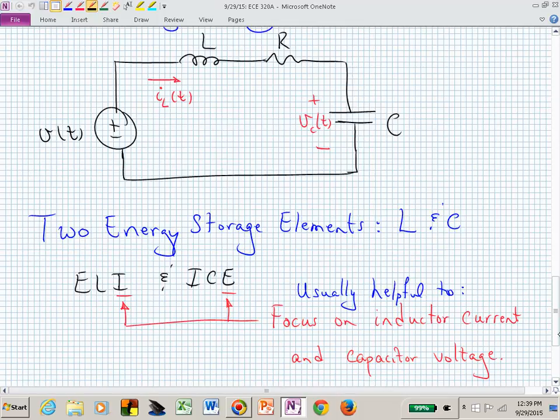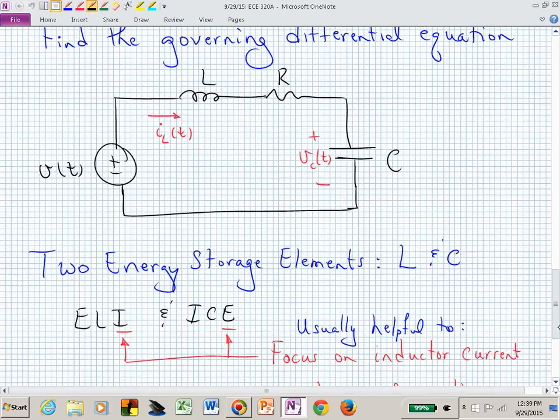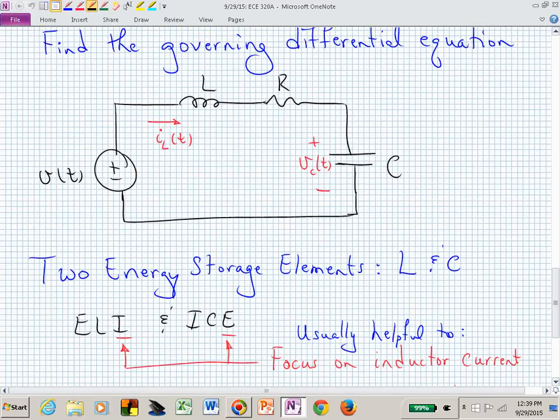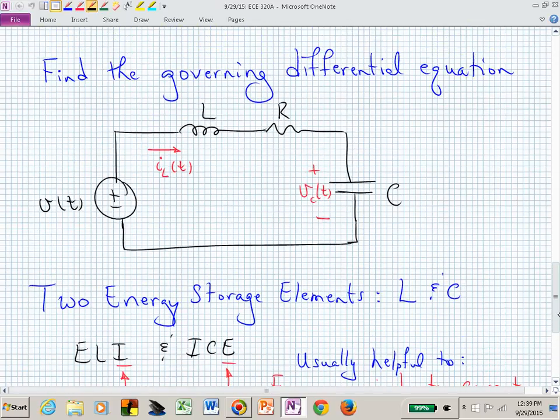If we now want to write this differential equation, or if you wanted to analyze this circuit, what starts coming to mind as far as how you might come up with an equation that describes the behavior of this circuit?